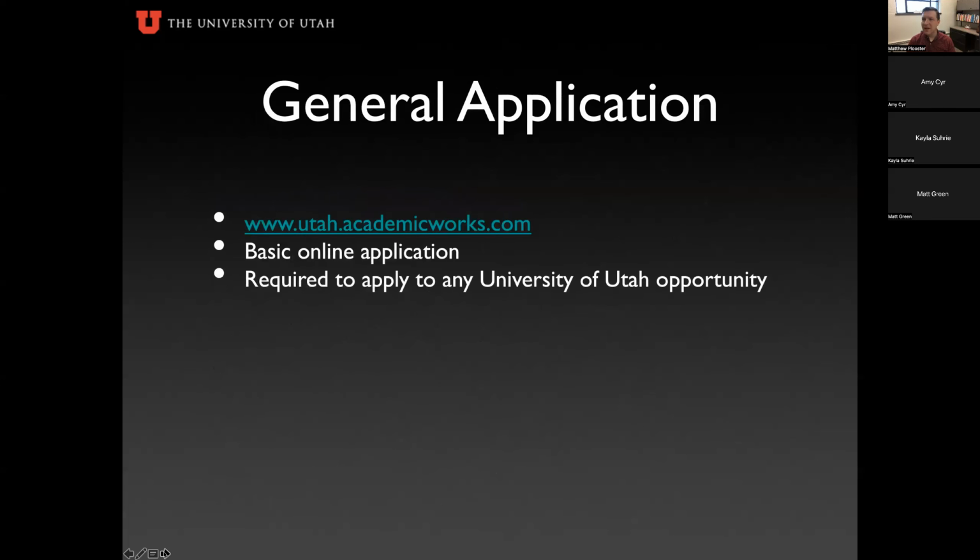First is the general application, utah.academicworks.com. As I mentioned, this is the University of Utah's centralized application portal. So nearly, I believe, every college now is on this platform. So if you are in the School of Business, the College of Humanities, College of Social and Behavioral Science, College of Education, what have you, your college's aid will be on this as well.